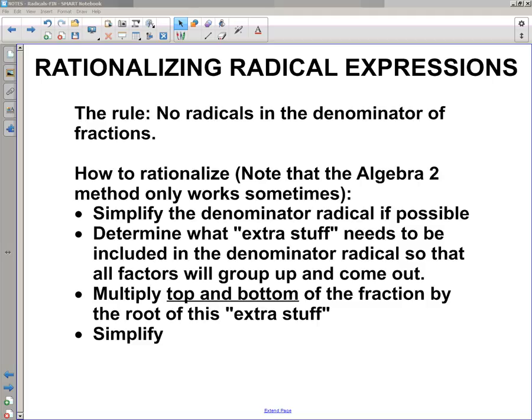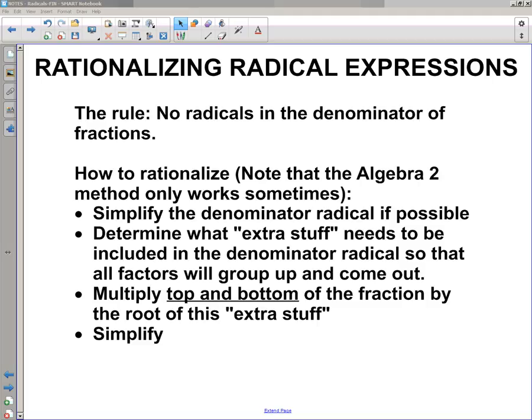You're still allowed to have numbers on the bottom and variables on the bottom, they just can't be inside a radical. So there's a very easy way to do this, and I'm going to give you the steps here. Now, note, please, that this is different from what you probably learned in Algebra 2. There are a couple differences. Number one, the method that I'm going to show you, I think, is easier. You're going to end up oftentimes doing a lot less work than you would have doing it the old Algebra 2 way.